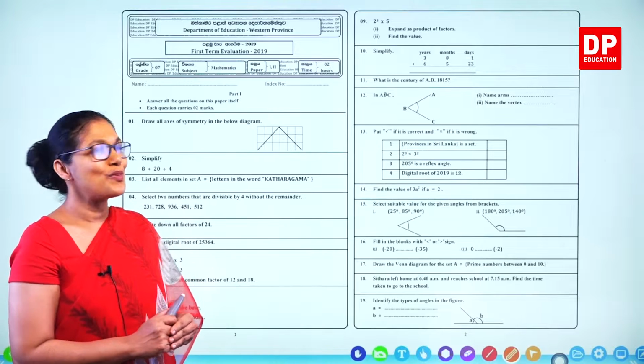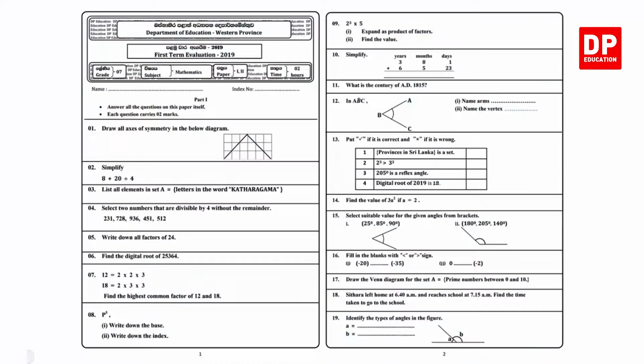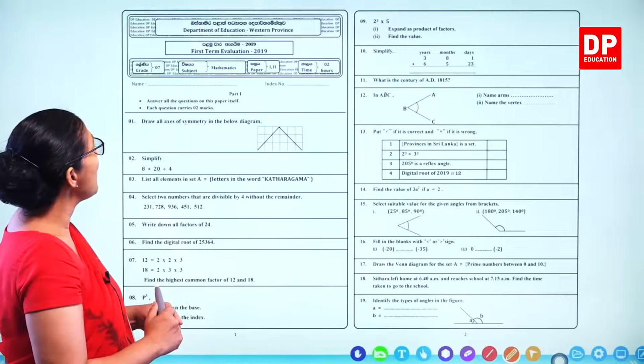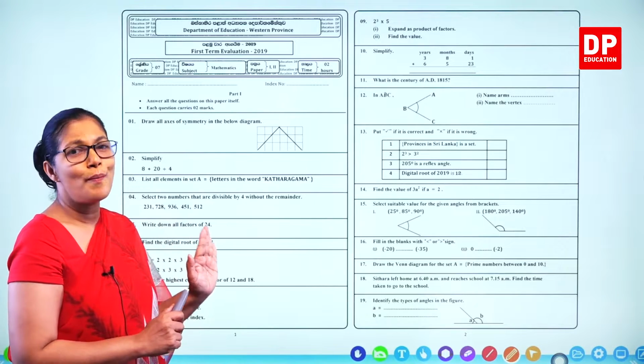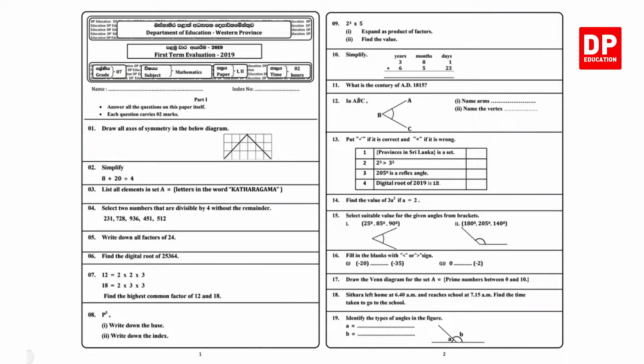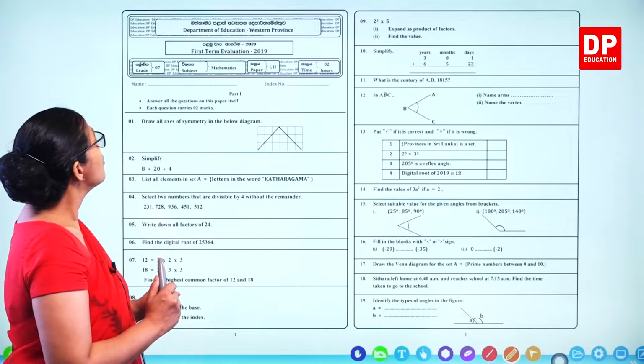Hello grade 7 students. Today I am going to do the first term evaluation 2019, Department of Education Western Province paper. This is a 2 hour paper and you get 2 parts. Part 1 has 20 short questions and each question is worth 2 marks.